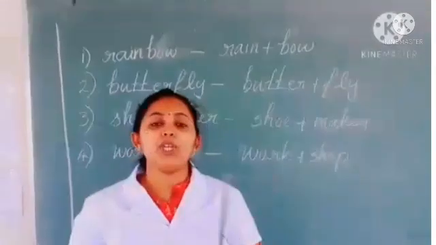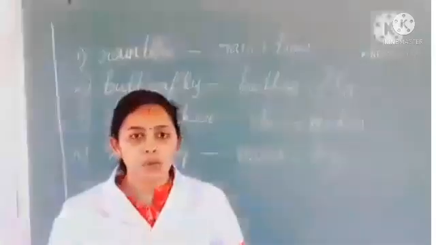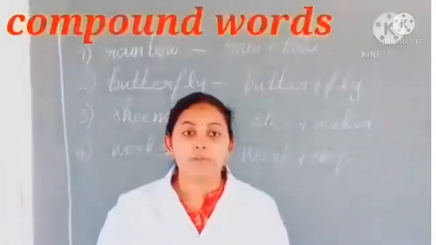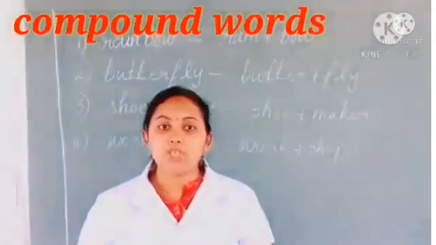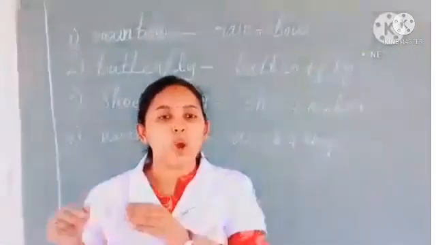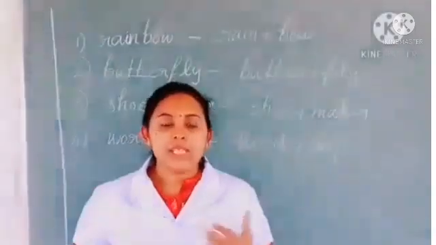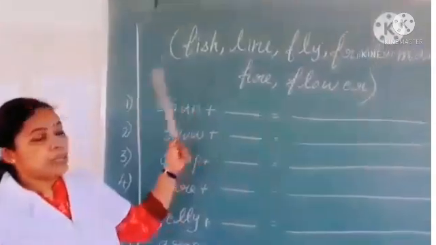When we join any two short words together, we will get a new long word. Such words we can call compound words. What can we call? Compound words. We can see some more examples to clear the topic. Compound words. When we add two short words together, we will get a new long word. Such words we can call compound words. See, look at the board.